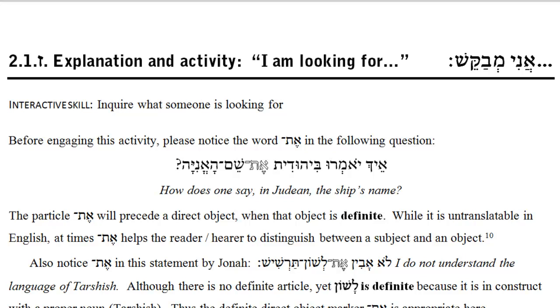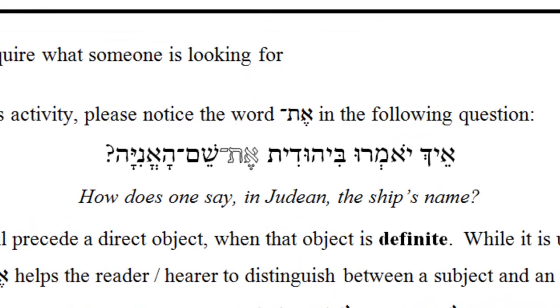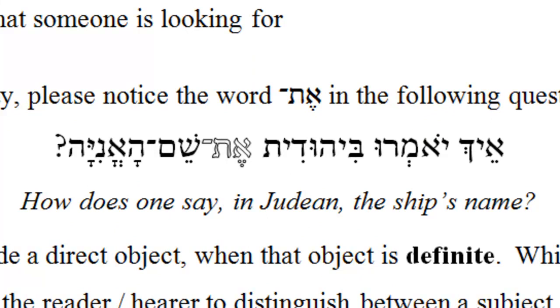You may recall in the previous unit an activity where you used the inquiry ma ata mevakesh in order to discover what someone was looking for. The present activity will resemble that previous one with a bit of enrichment. Now as you respond, you'll be able to describe the object you're looking for with a higher degree of sophistication or complexity. Before engaging the activity proper, please draw your attention to the word in the Hebrew sentence before you.